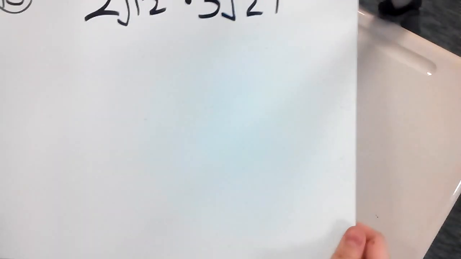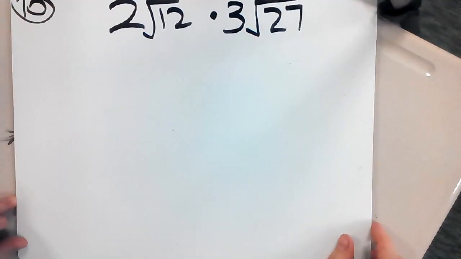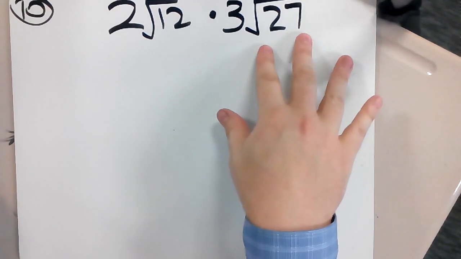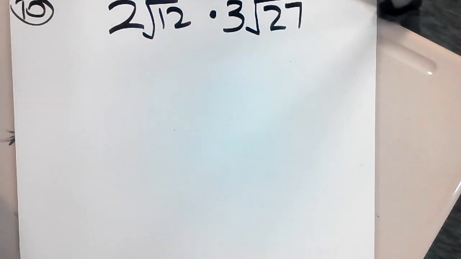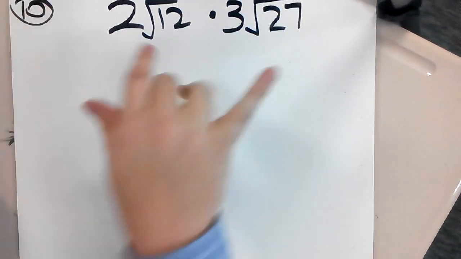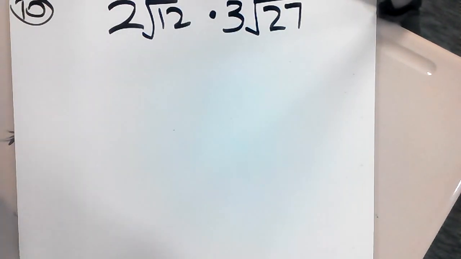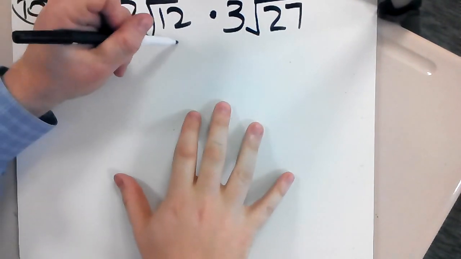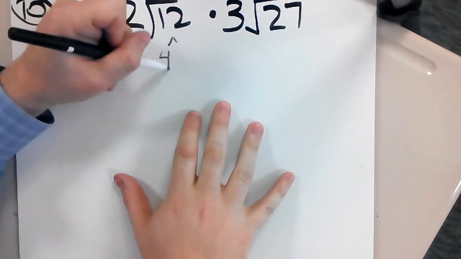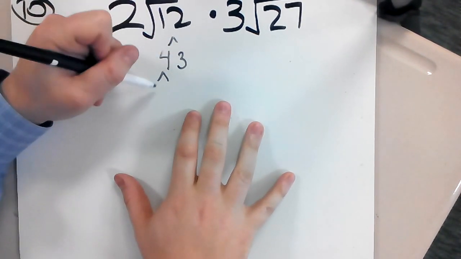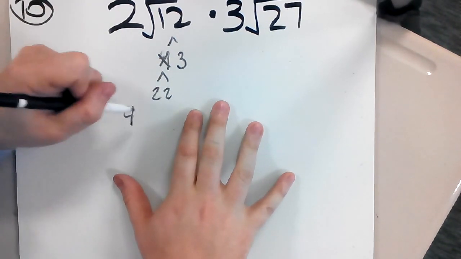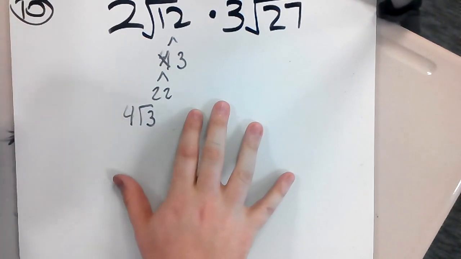I got 3 more coming. So these guys multiply together. Now, the rule about multiplication is the square roots can talk to the square roots, and the guys on the outside can talk to the guys on the outside. 12 times 27, that's going to be hard to multiply. So what I'm going to do is I'm going to simplify this first. 4 and 3, 2 and 2. So that's going to give me 4 square root 3.